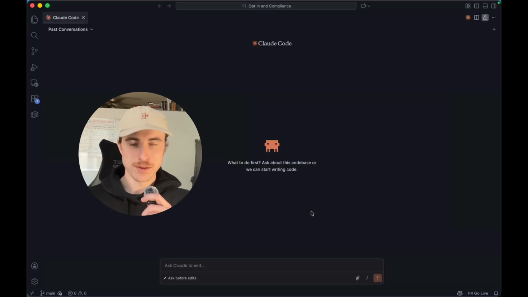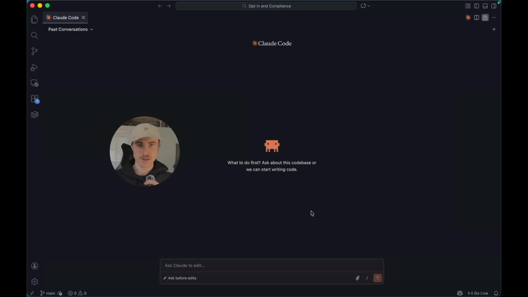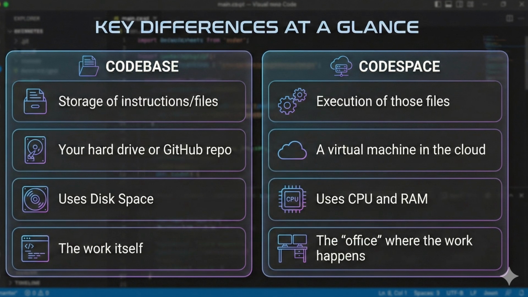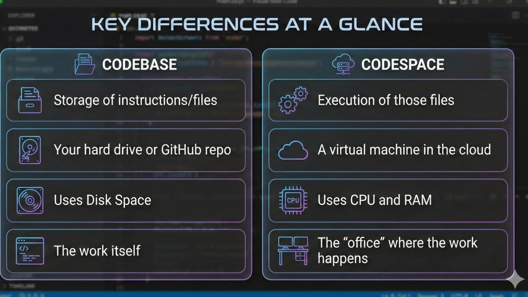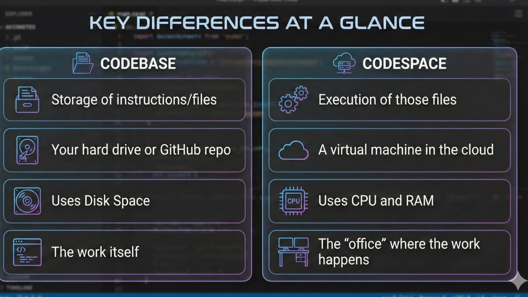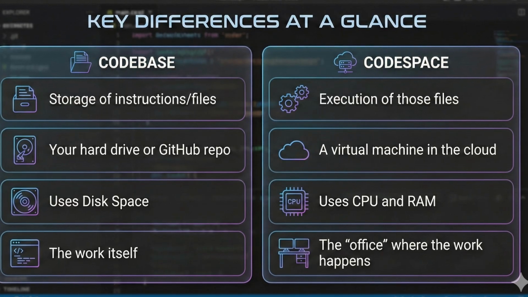So why do we even care about these terms? Like, I just want to get into building agents. I just want to get into building automated YouTube channels. Why are you telling me all this? So here's why I'm bringing it up. Before you get started with using Claude Code and setting up your project, you're going to want to make a key decision, whether you're going to be doing this on a code base or a code space.